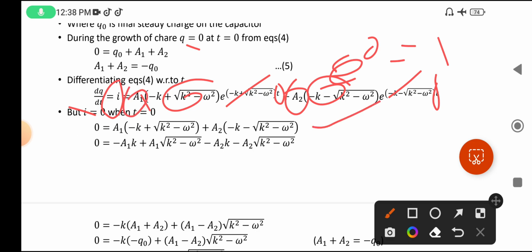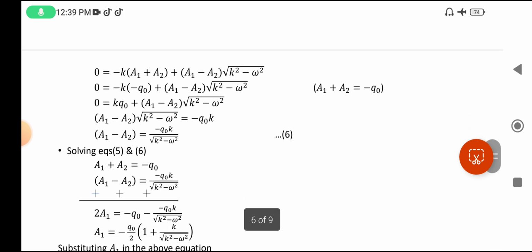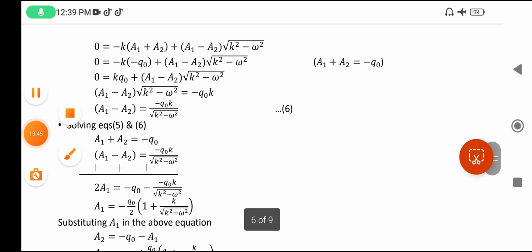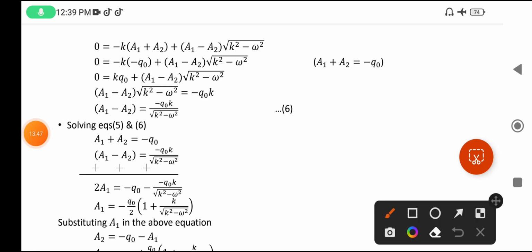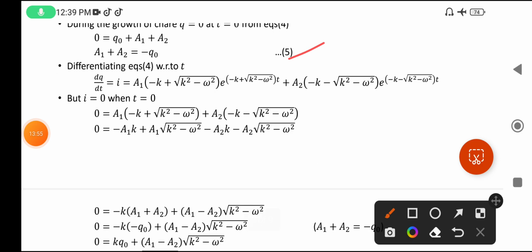Okay, then we get this one; multiply a1 and a2 inside, and take out the common k, then take out this root, and you get it like this. And here a1 plus a2, which we just got above, is equal to Q naught. See, here where is it, so what is equation 5? See, all right.